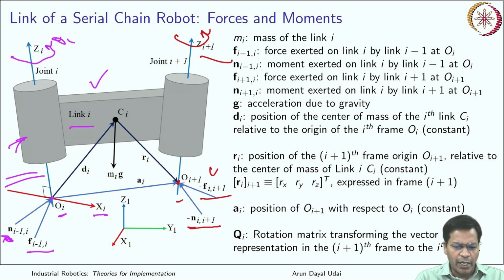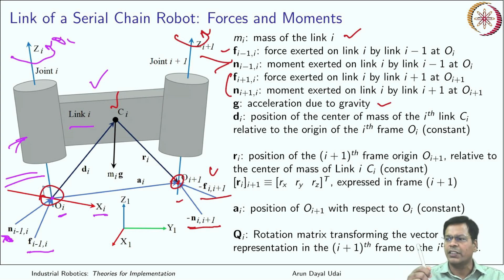Okay. And you have something which is here, that is Ci. What is that? That is the center of mass location of this link. Okay. Mi is the mass of that link i. Okay. These we already know. This is over here. These two come over here. g is acceleration due to gravity, and it is represented in the base frame, which is aligned with the world frame which is here. Okay.